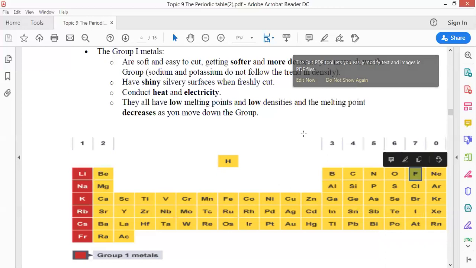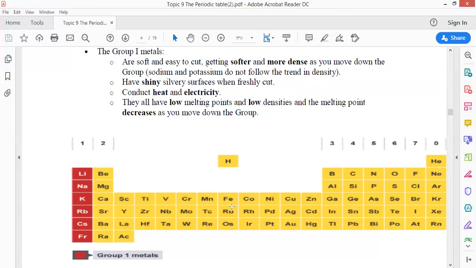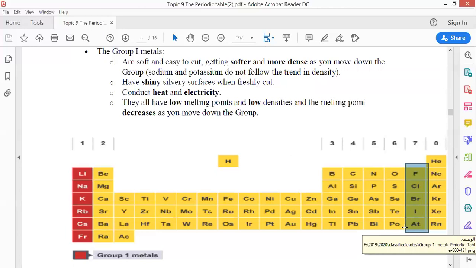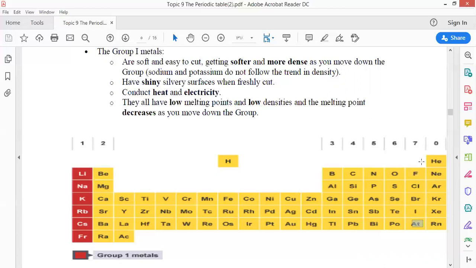So which one is the lowest melting and boiling point? As you see here, which one is the lowest? Yes, fluorine. Fluorine is the lowest melting and boiling point. Which one is the highest one? Astatine, because it is at the bottom, at the end of group number 7 in the periodic table.